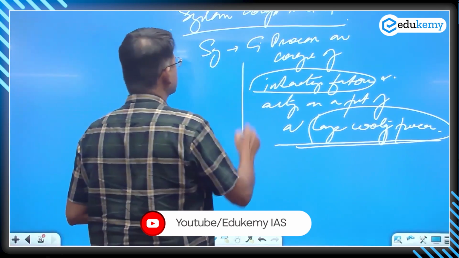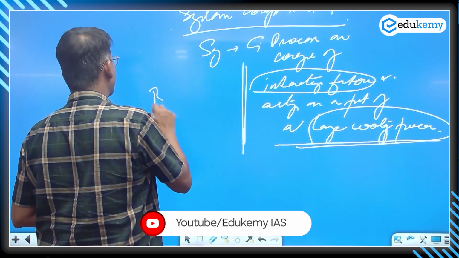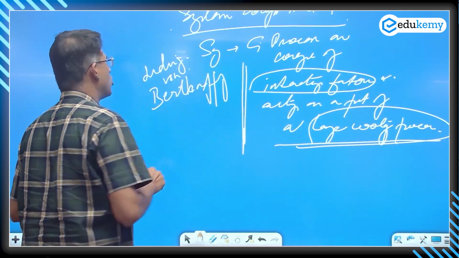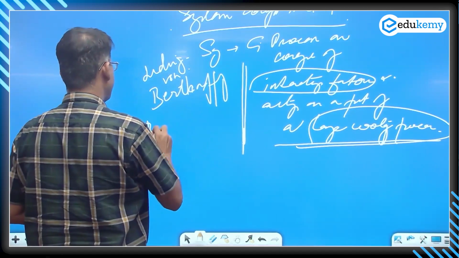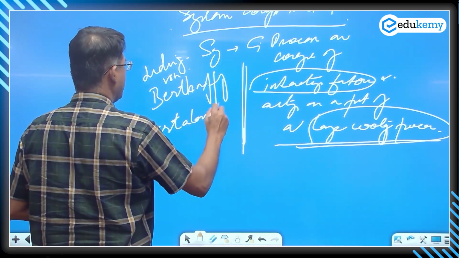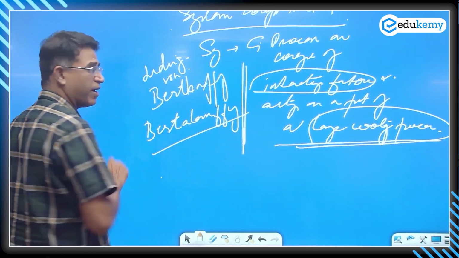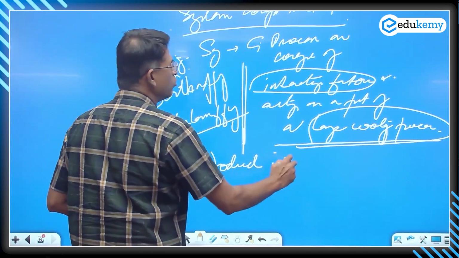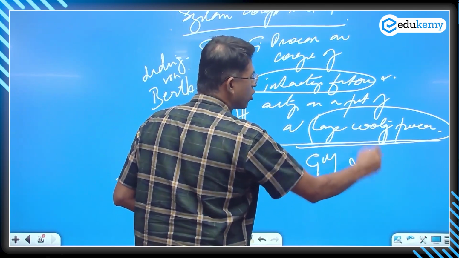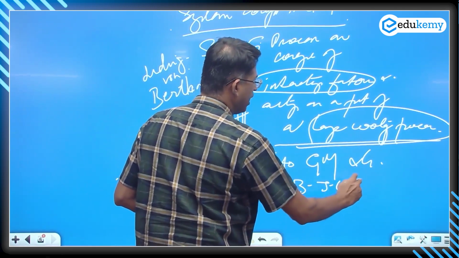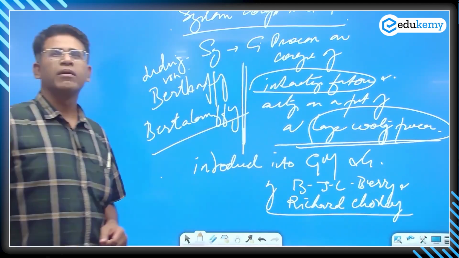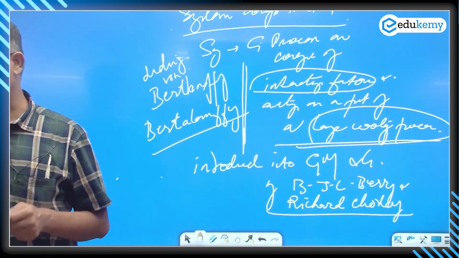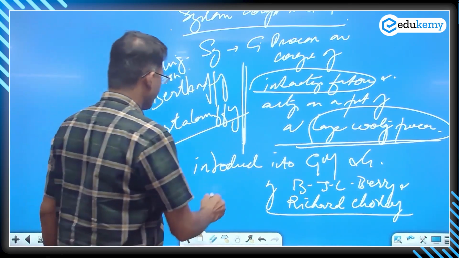This concept of systems was given by Ludwig von Bertalanffy. Ludwig von, V-O-N, Bertalanffy, B-E-R-T-A-L-A-N-F-F-Y. And the systems concept was introduced into geomorphology and into geography by B.J.L. Berry and Richard Chorley, both of them English geographers, in the 1960s.